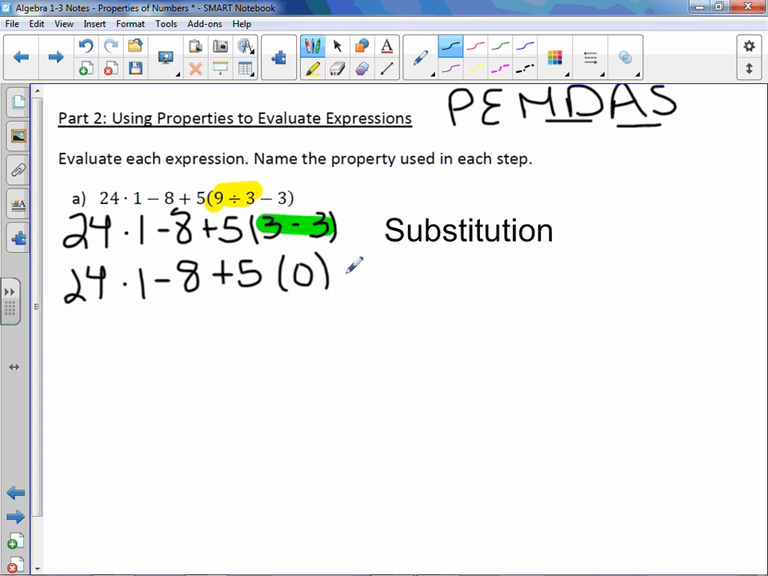that is an additive identity. It's okay that it's not an addition sign because remember, 3 minus 3 is really the same as 3 plus negative 3, which means you have your additive inverses. So this is the additive inverse.